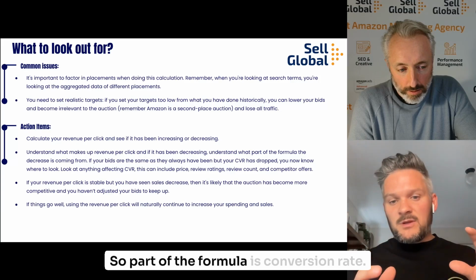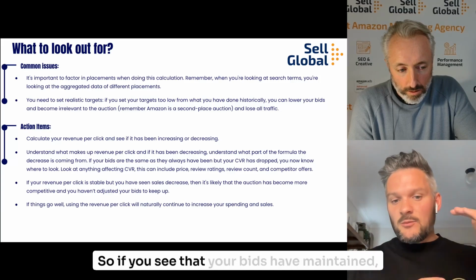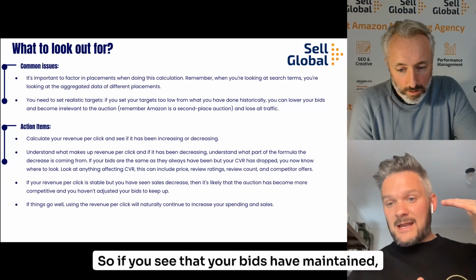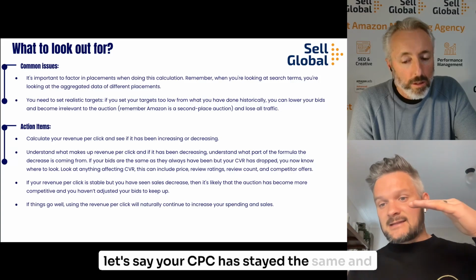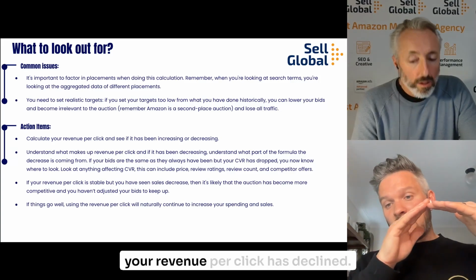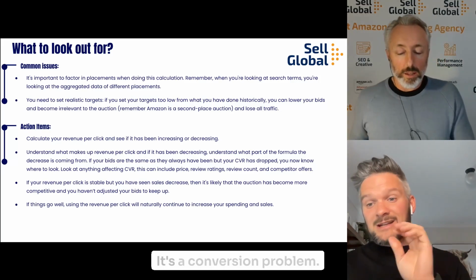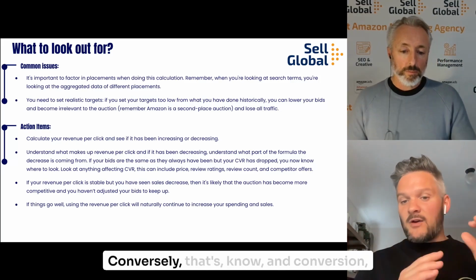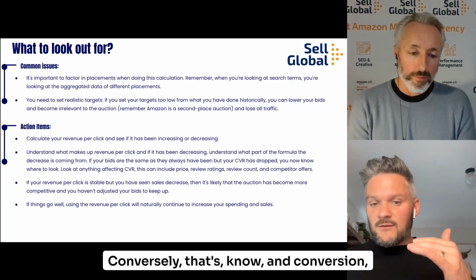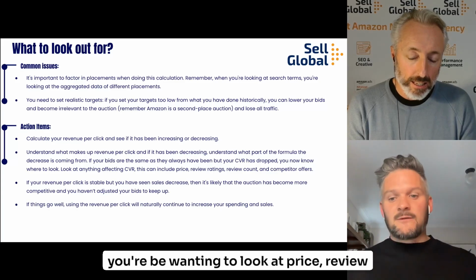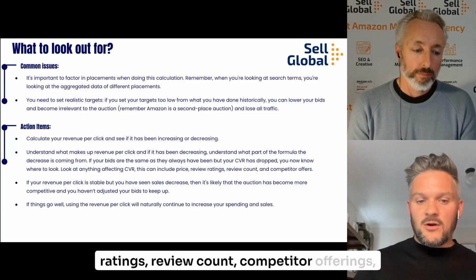So part of the formula is conversion rate. If you see that your bids have maintained, let's say your CPC has stayed the same, and your revenue per click has declined, it's on the conversion part of the equation. It's a conversion problem. In conversion, you're going to want to look at price, review ratings, review count, competitor offerings, etc.